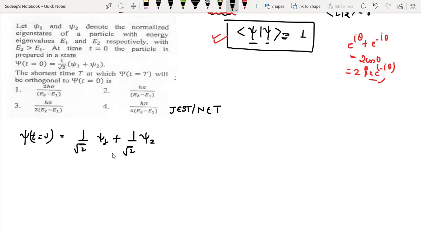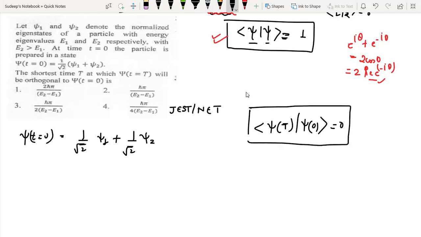This particular thing I already know; we've done it previously. The shortest time t at which psi t will be orthogonal. Orthogonal means that if I want to find orthogonality, it implies the inner product of psi t with psi 0 should be equal to 0. So this would be my condition for orthogonality.